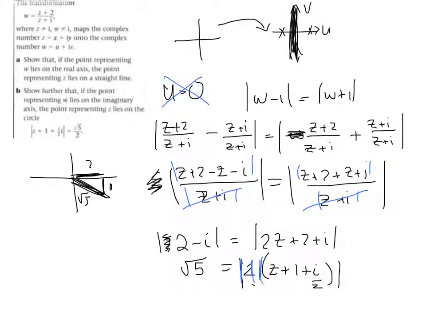So |2| times |z + 1 + (1/2)i|. And then the modulus of 2 is just 2, obviously, because it lives there. So the modulus of 2 is 2. Dividing both sides by 2, we get exactly what we wanted, which was |z + 1 + (1/2)i| equals √5 over 2. There we go. Not too bad, I don't think.